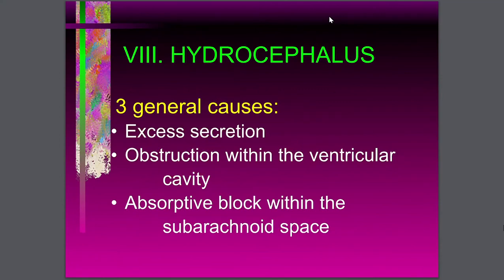So there are three general causes of hydrocephalus. So there is excessive secretion. There is only one cause for the excessive secretion of your cerebrospinal fluid, and that is if there is a tumor in the choroid plexus. So the choroid plexus is a vascular structure that produces the cerebrospinal fluid. So if there is a tumor of the choroid plexus, then there would be excessive secretion of your cerebrospinal fluid causing the hydrocephalus. And then another cause of hydrocephalus is obstruction within the ventricular cavity.